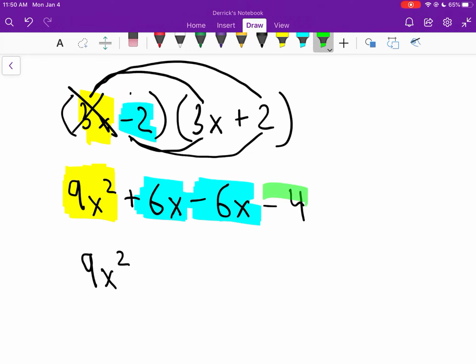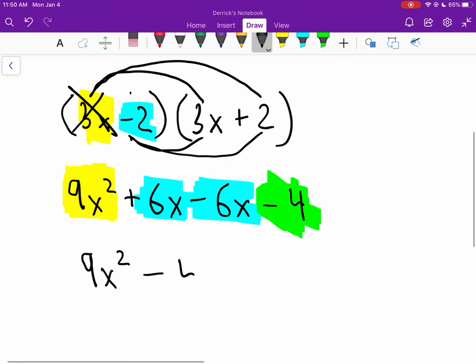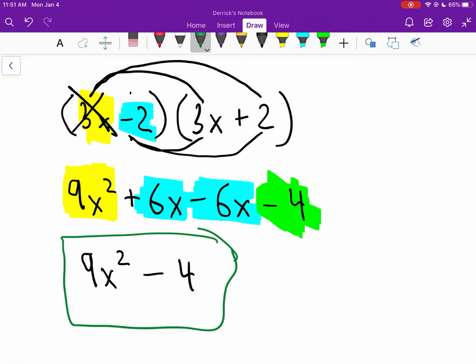Finally, I see a negative 4 sitting here. That is a constant. It has no variables with it. So I look to see if there are any other constants, and certainly there are not because negative 4 is already the last term, so I don't have anything else that I haven't touched yet. So I just rewrite negative 4, and that would be our final answer here. That's how you would multiply those two polynomials.